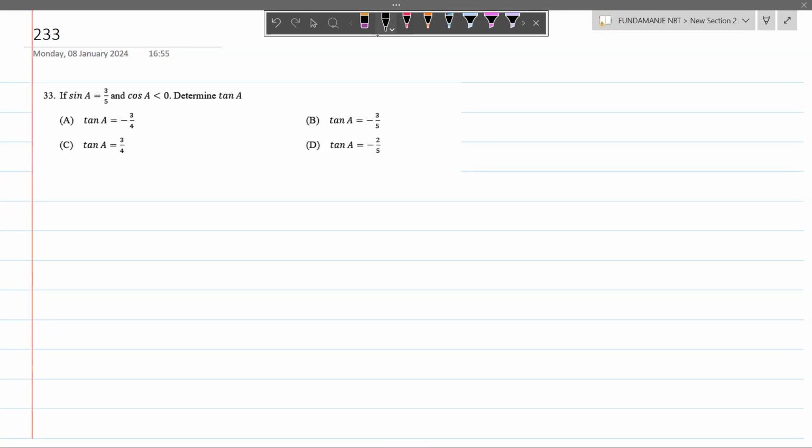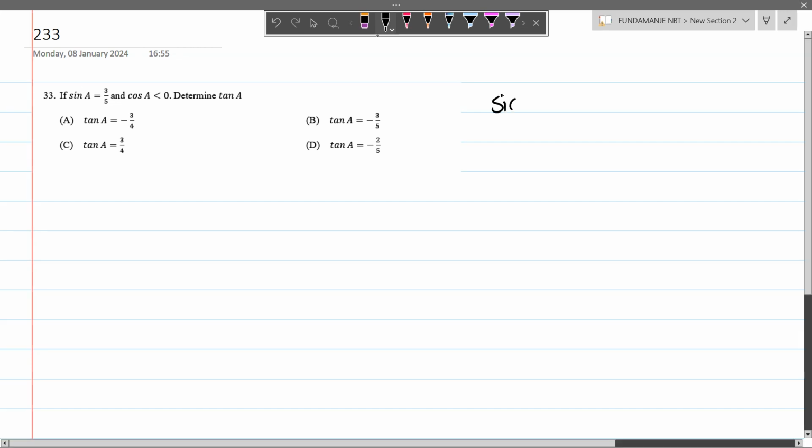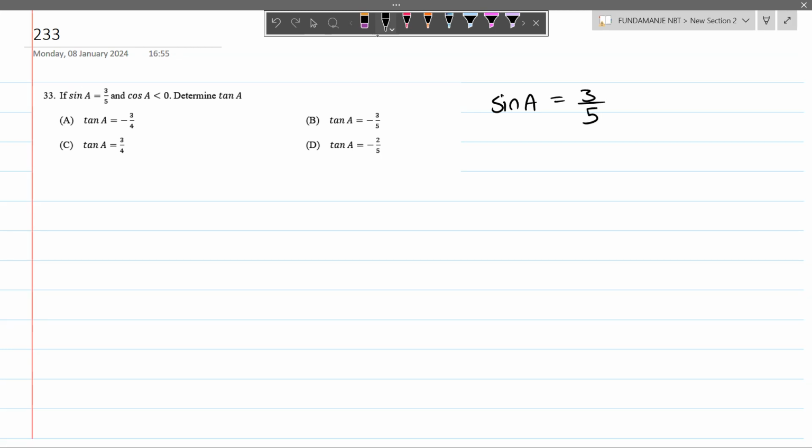Question 233 says, if sine A is equal to 3 over 5 and cos A is negative, or less than 0, determine tan A. So given the following information, we are told that sin A is equal to 3 over 5 and that cos A, let me write that at the bottom, cos A is less than 0.